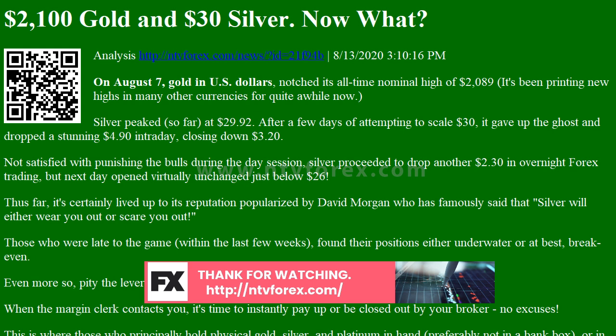intraday, closing down $3.20. Not satisfied with punishing the bulls during the day session, silver proceeded to drop another $2.30 in overnight Forex trading, but next day opened virtually unchanged, just below $26 thus far. It's certainly lived up to its reputation popularized by David Morgan, who has famously said that silver will either wear you out or scare you out. Those who were late to the game within the last few weeks found their positions either underwater or at best, break even. Even more so, pity the leveraged metals ETF speculators who bet with options or futures. When the margin clerk contacts you, it's time to instantly pay up or be closed out by your broker.